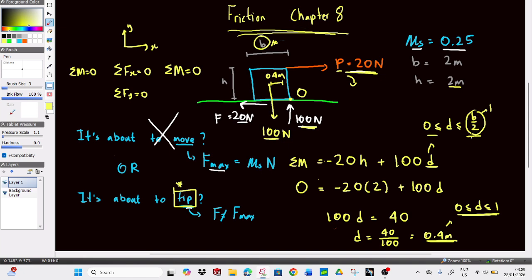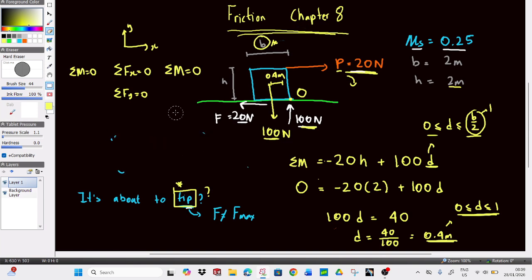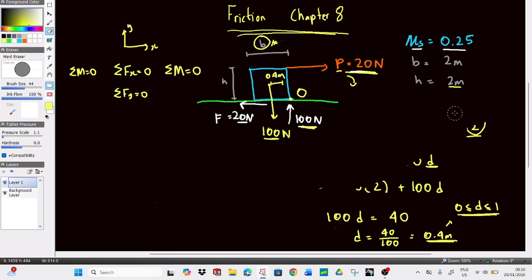Okay, so you have to assume actually which case it's going to be. Is it about to move or is it about to tip? Okay, and how do we know which assumption is correct? How do we actually know which assumption is correct? So the only way we can know which assumption is really correct is like this.